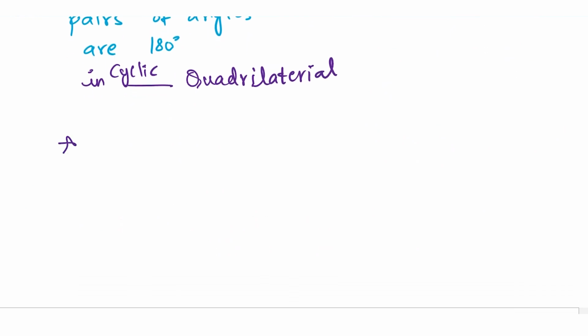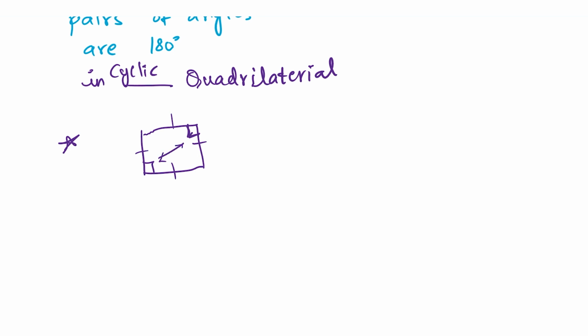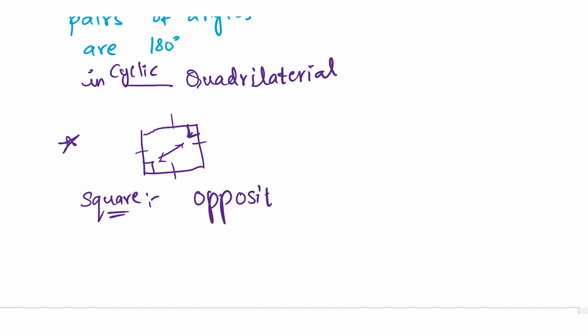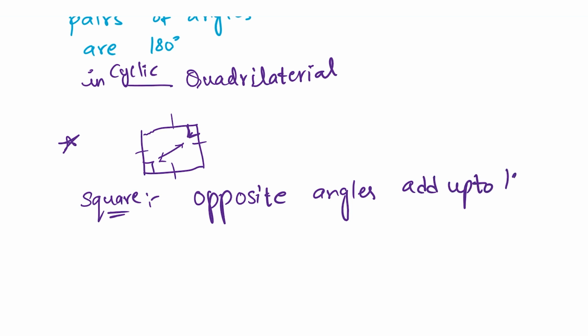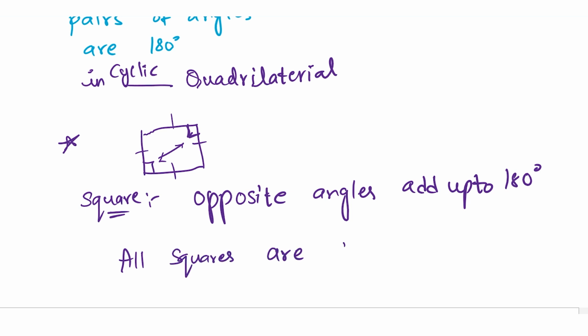Okay, I'll tell you one small concept. Square. How much will be this angle if it is a square? 90. And what about this angle? 90. So notice something. The sum of opposite angles is equal to 180. In a square, opposite angles add up to 180. So that means all squares are what type of quadrilaterals? Cyclic. All squares are cyclic.